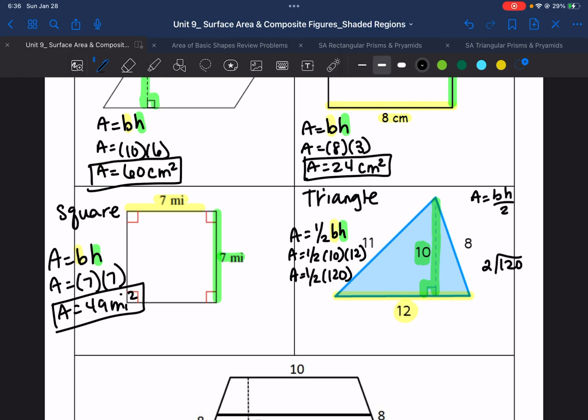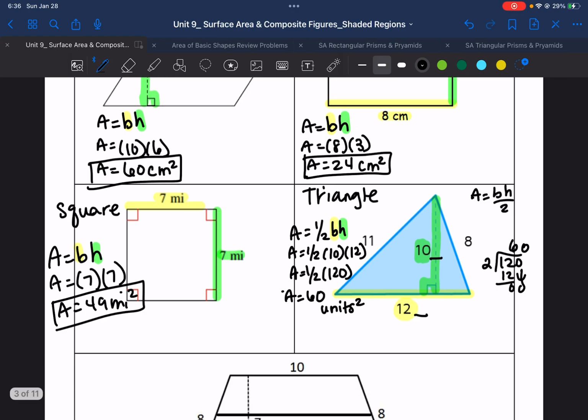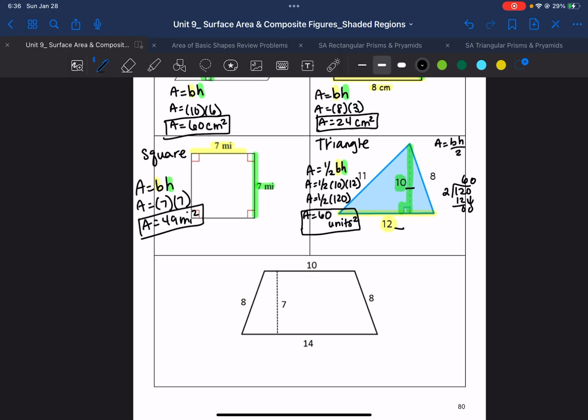So here, 2 can go into 12 6 times. And then that would be 0. So that would be area is equal to 60 units squared. Now, this did not have any units on it, so we would say units squared. And this is our final answer. Okay. All right, let's continue with the next figure.